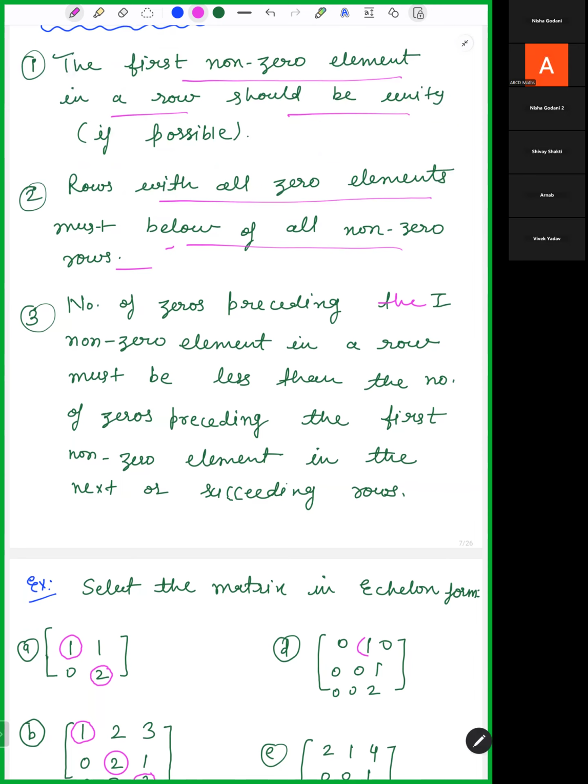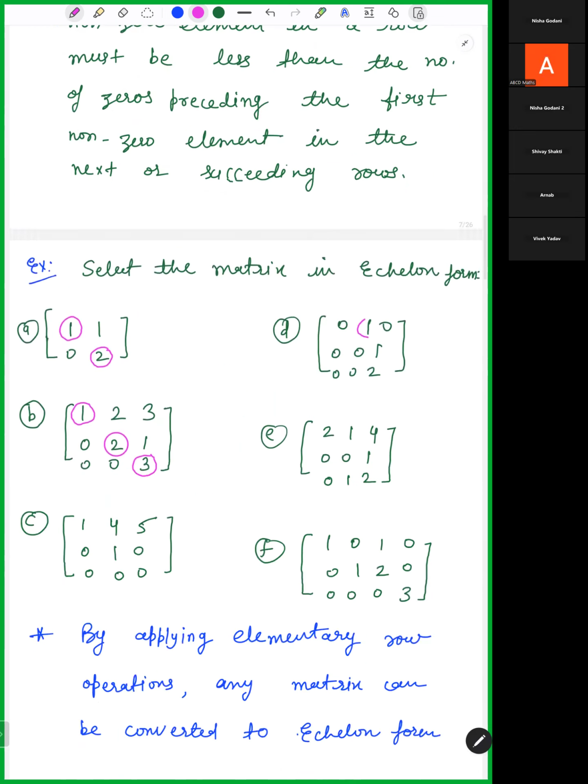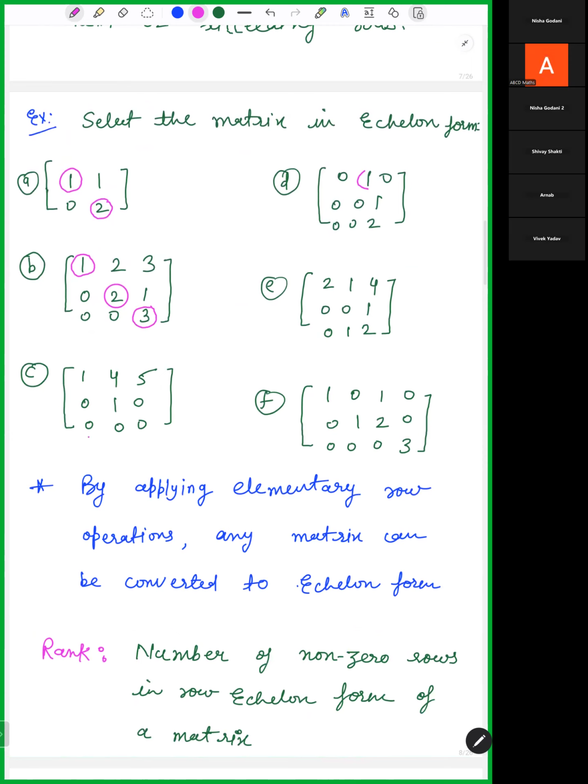Then another point was the rows with all zero elements. If there is a row in a matrix having all zero elements, it must be below all other rows. You can see this in example C. This matrix has a row which has all zero entries, 0, 0, 0, and it is lying at the bottom. So if there is a row having all zero elements, then it must lie below all non-zero rows. Then the matrix will be in echelon form.